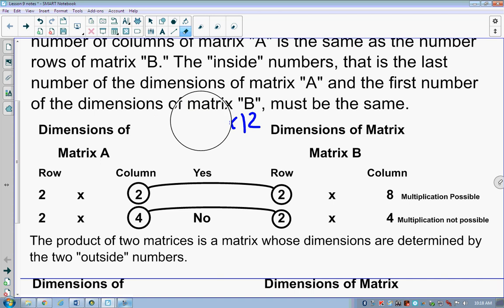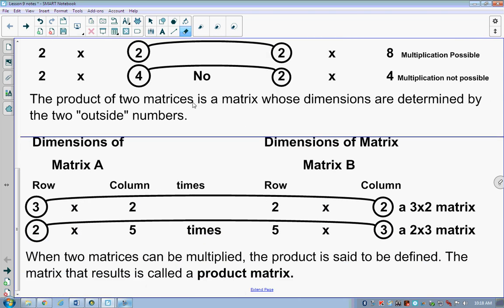Now, once I've determined that, hey, I've got a 2 by 2 and a 2 by 8, I can multiply those. Now I have to figure out what the dimensions of the new matrix are. So the product of two matrices is a matrix whose dimensions are determined by the outside numbers. So here, I've got a 3 by 2 and a 2 by 2. Look at their middle numbers. Are they the same? Okay, they're the same, so I can multiply them. But the dimensions of my new matrix are based upon the outside. The new matrix is going to be a 3 by 2.